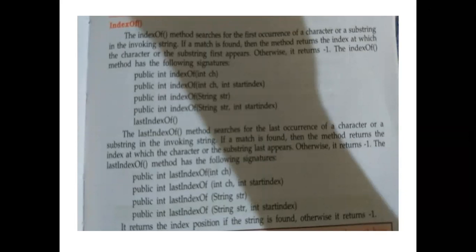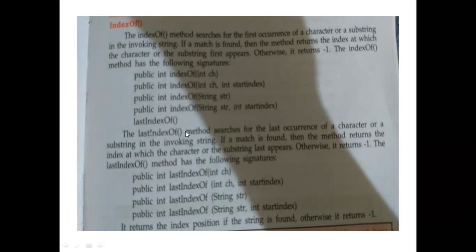Next is indexOf. The indexOf method searches for the first occurrence of a character or a substring in the invoking string. If a match is found, then the method returns the index at which the character or the substring first appears. Otherwise, it will return -1. The indexOf method has the following signatures: public int indexOf(int ch), public int indexOf(int ch, int startIndex), public int indexOf(String str), public int indexOf(String str, int startIndex).